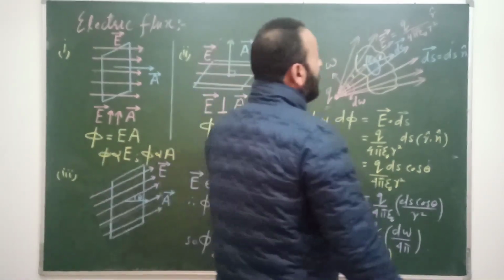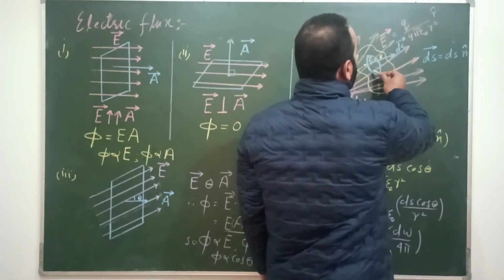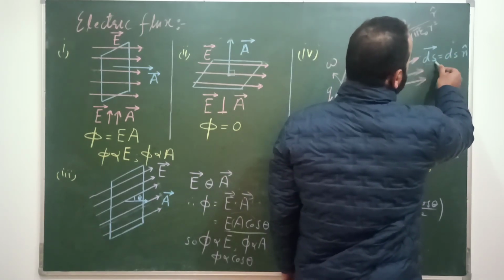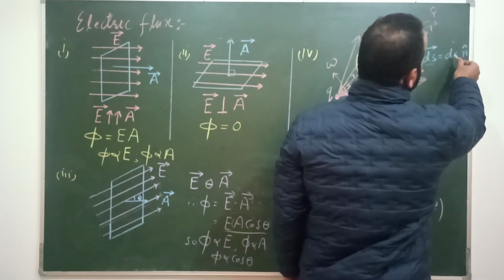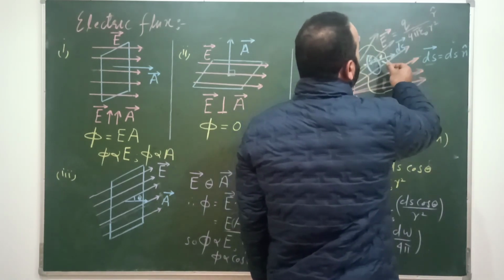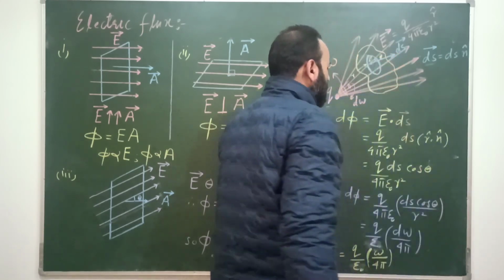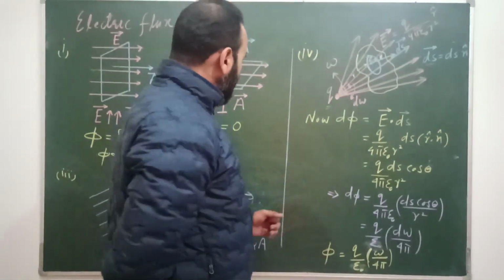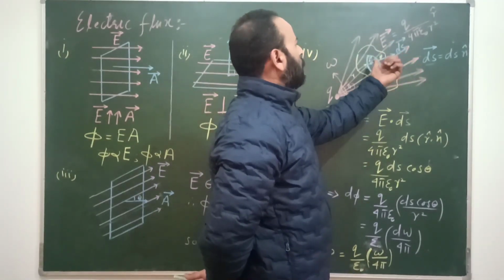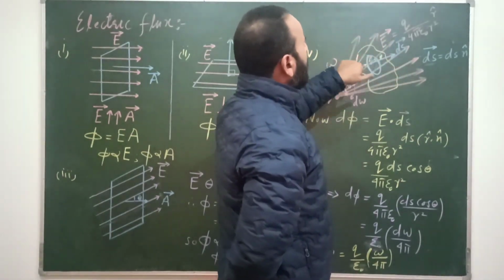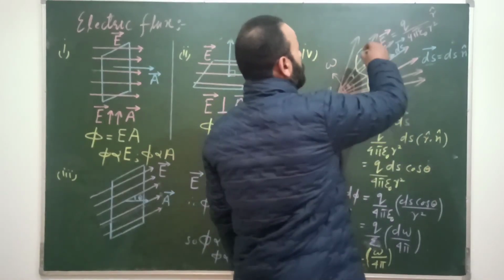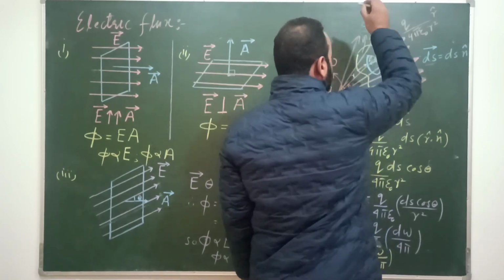Okay. Now, similarly, if we take the surface element ds, the area vector of this surface element is given by ds vector equal to ds n cap. N cap is the normal unit vector to the plane of the surface. Now, by using the basic definition, we can calculate the differential flux through this surface element and then calculate the total flux through the whole surface, that is through this surface S, right?